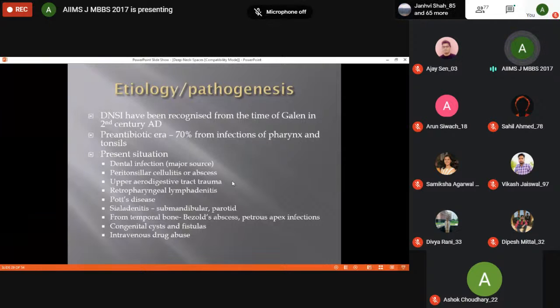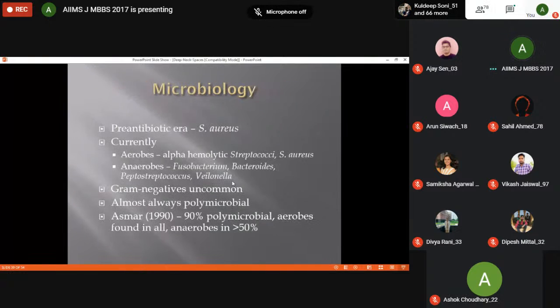From the temporal bone, if there is infection from CSOM, the pus can go into the fascia around the sternocleidomastoid muscle, that is Bezold abscess, and Petrous apex infection. Then there are some rare things: congenital cysts, fistulas, intravenous drug abuse.